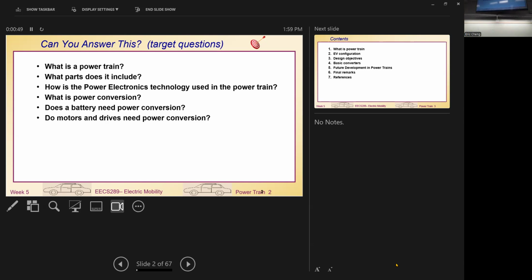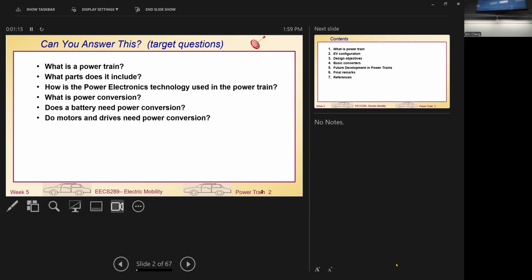So the powertrain, of course, is different from the gasoline car, right? Later on, we'll discuss the difference between these two, and what parts will be included. Obviously, it includes all the high power components, like the motor, driver, battery, that will be the powertrain, right?